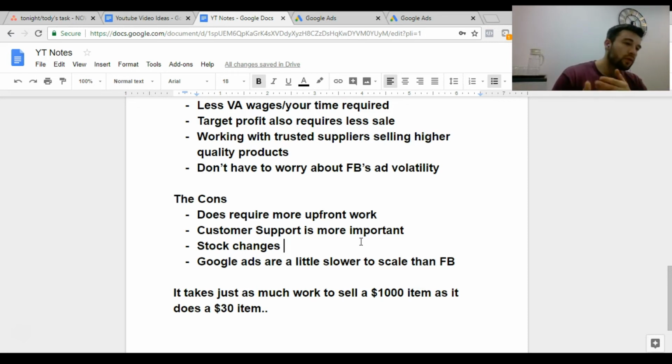And you don't really have that issue with AliExpress because you're selling the product you're selling. There's probably 10 other sellers who have it. So if one goes out of stock, you just go find another. Okay, and the fourth one is in regards to the advertising.